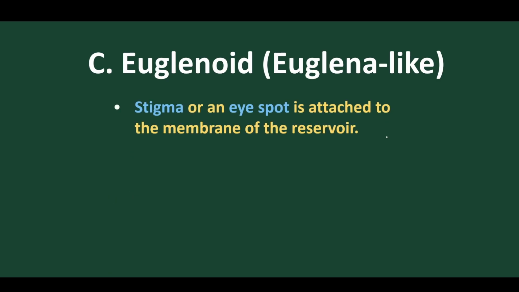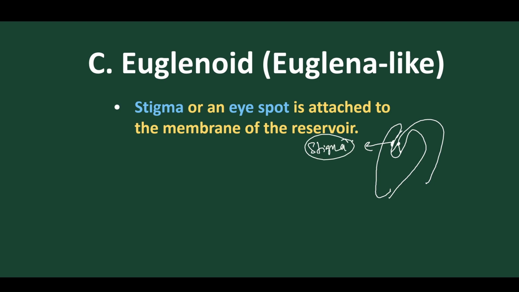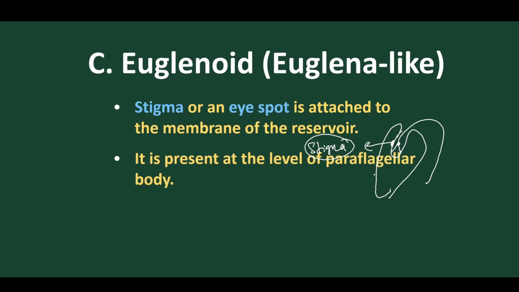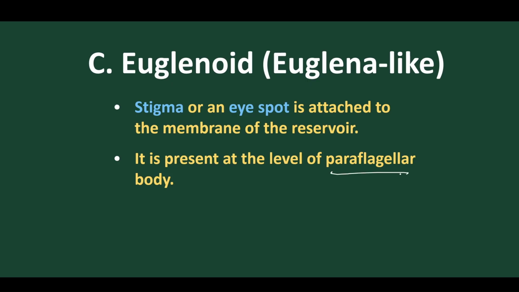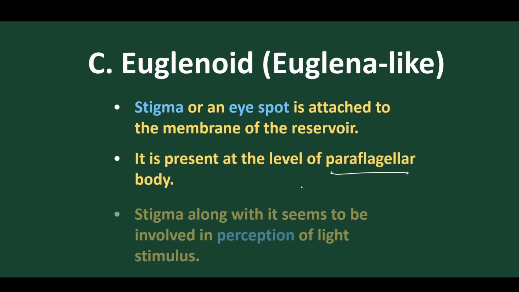Now the stigma and eye spot are present, just as we discussed. Suppose this is the upper part of the body, and this is the paraflagella body. Next to the paraflagella body we find the eye spot, called the stigma. It is very photosensitive. They can sense light because they are photosensitive in nature. It is present just behind the paraflagella body.